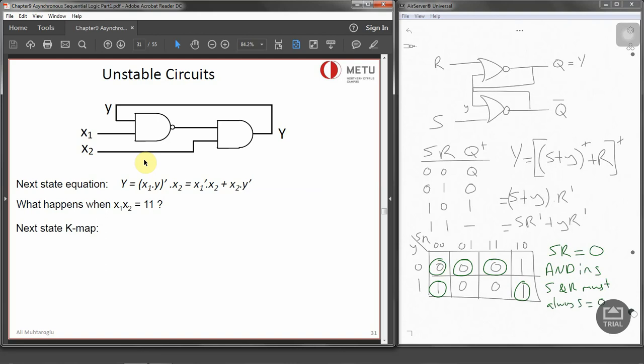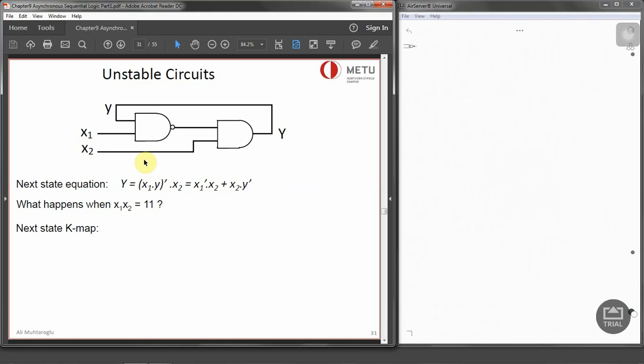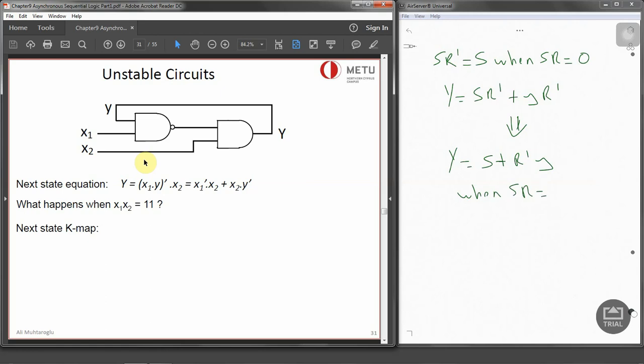Now, coming back to the excitation function we have observed over here, when we OR the Boolean expression SR prime with S R, the result is a single variable because we can take out S and we just have R prime plus R. That will be cancelled and we'll end up with S. So from this, we can say that S R prime is going to be equal to S when SR is equal to 0. Therefore, we can rewrite the excitation function, which we have found as y is equal to S plus R prime y when SR is equal to 0.